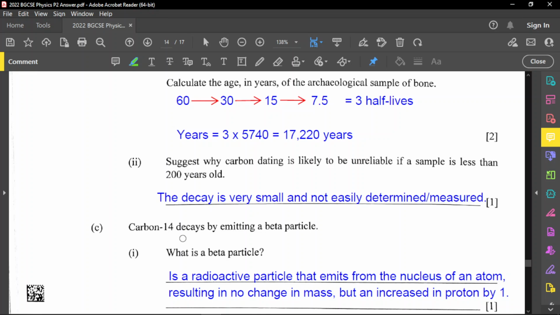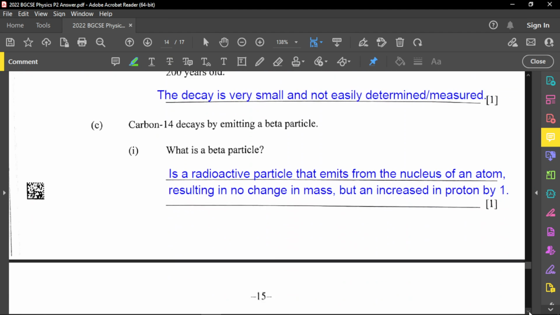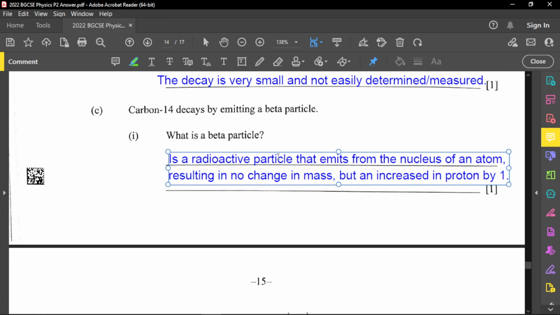All right, so part C: carbon-14 decays by emitting a beta particle. What is a beta particle? And so a beta particle is a radioactive particle that is emitted from the nucleus of an atom, resulting in no change in mass, but an increase in protons by 1.